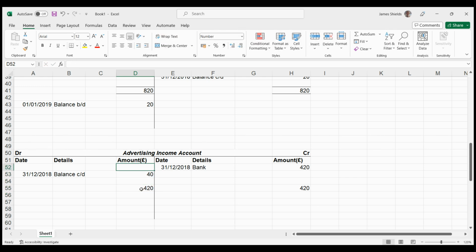And we want both totals to be the same, so that's got to be 420 as well. Then the missing figure is going to be your 420 less your £40. It's going to give us £380. That's the amount going to be shown in our income statement. So the income statement, that's the end of the financial year, which is the 31st of December 2018. So now we want to tidy it up. So I want my lines for my totals on both the debit side and the credit side.